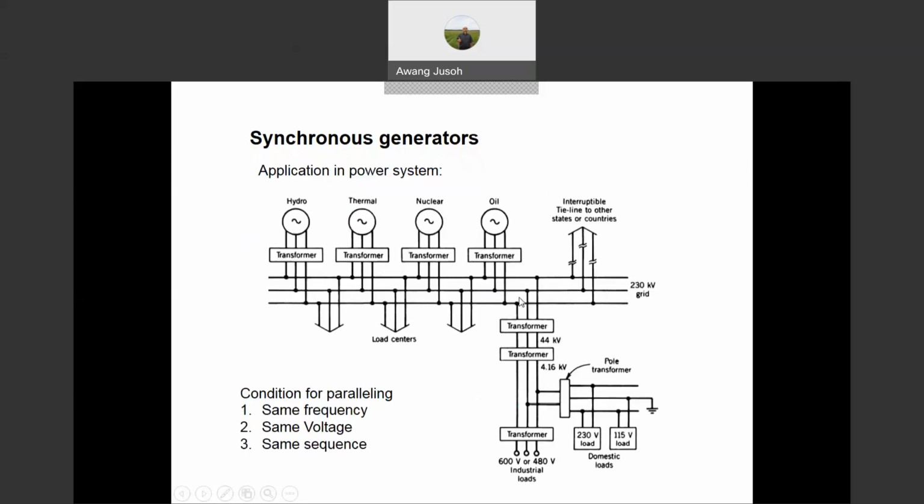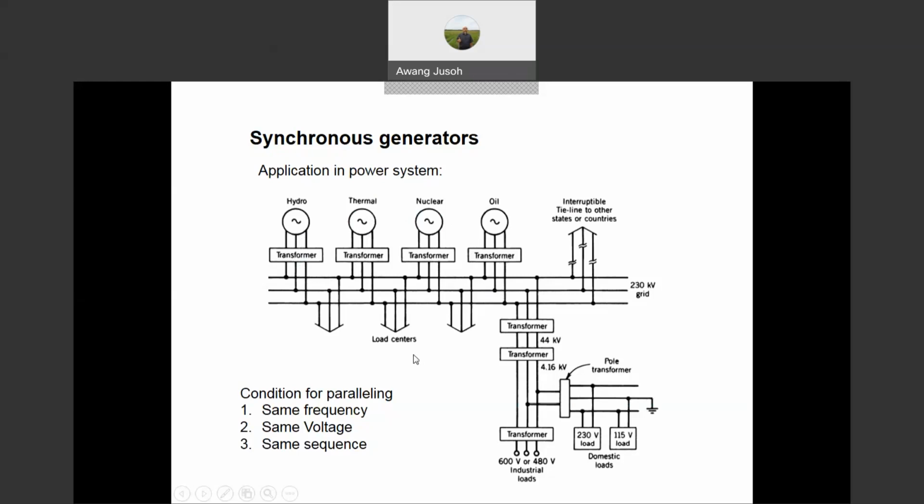Alright, so this slide shows you the application of the synchronous generator. We can have many kinds of synchronous generator based on the source that drives the generator. For example, we have hydroelectric power, thermal, nuclear, oil, and so on. And we have a transformer there, which they call the transmission transformer. From the low voltage generation, it will step up to the grid voltage, and similarly for this one. Everything must be stepped up first to the grid voltage before we can connect to the grid.